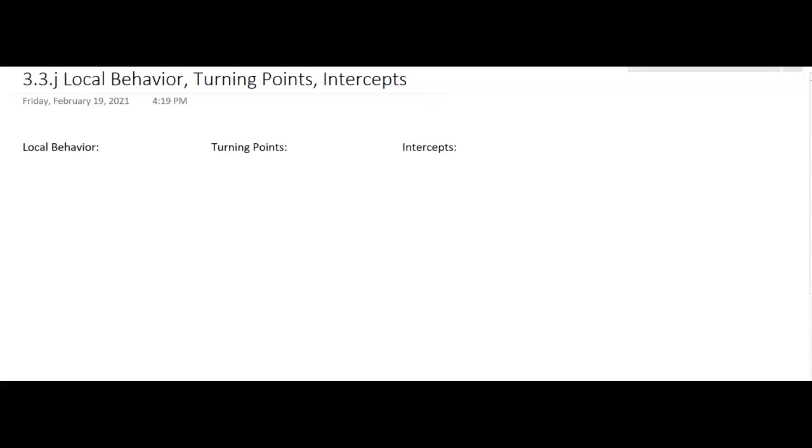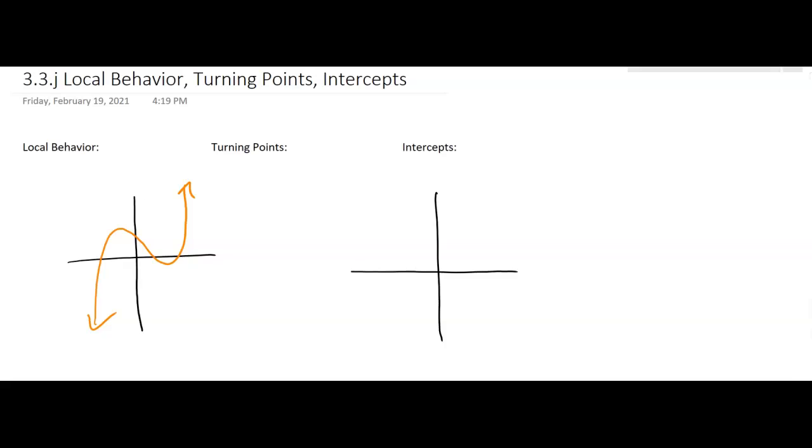Okay, so now we're going to talk about local behavior. So let's say we have a graph. I have some graph paper here. And let's say the graph does something like this. And then let's have another graph, and let's say this one looks something like that. Okay, so those are possible polynomial functions we might have.